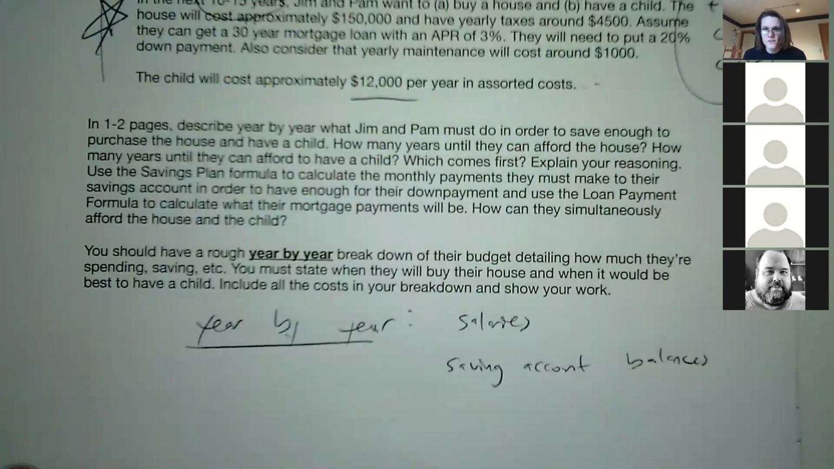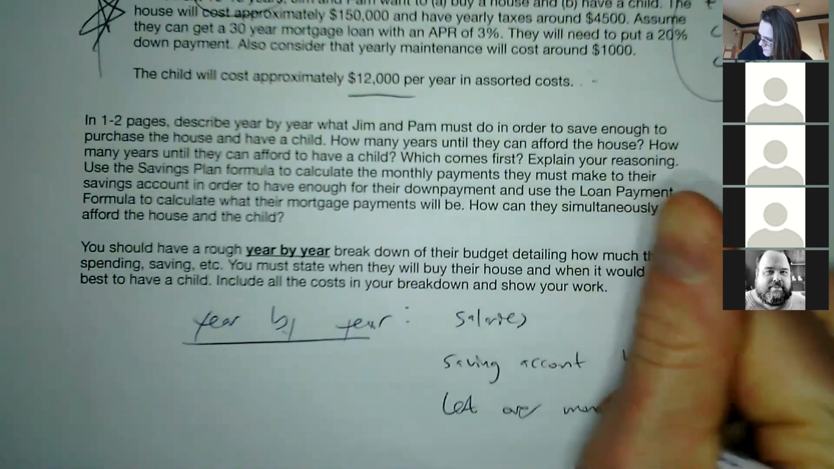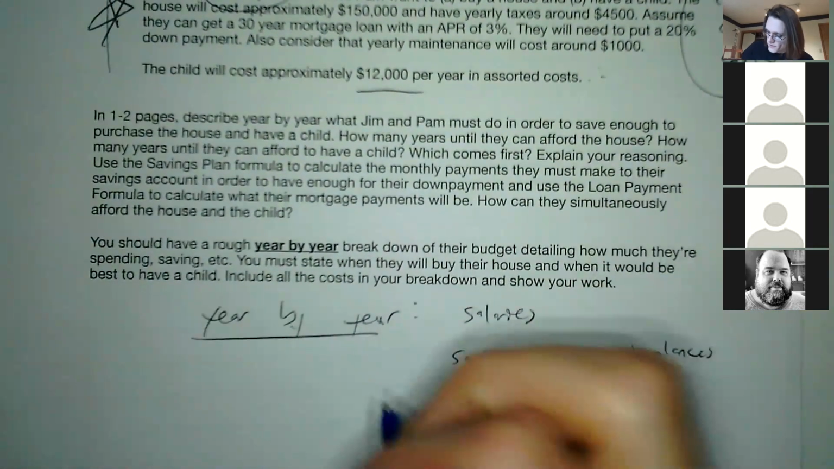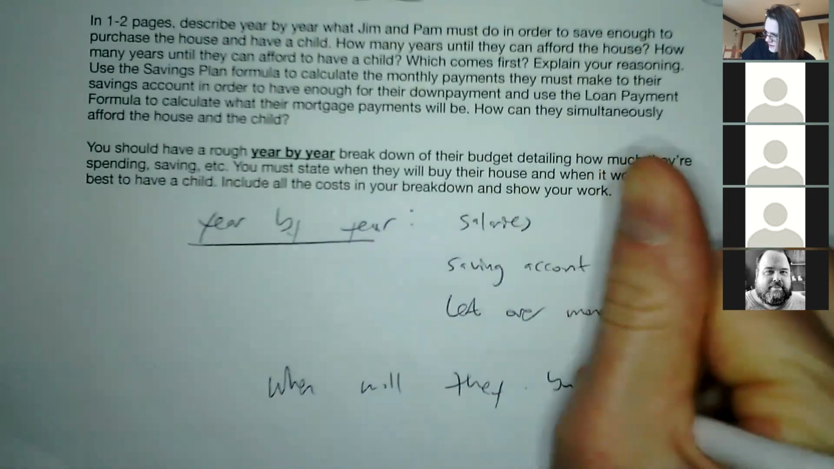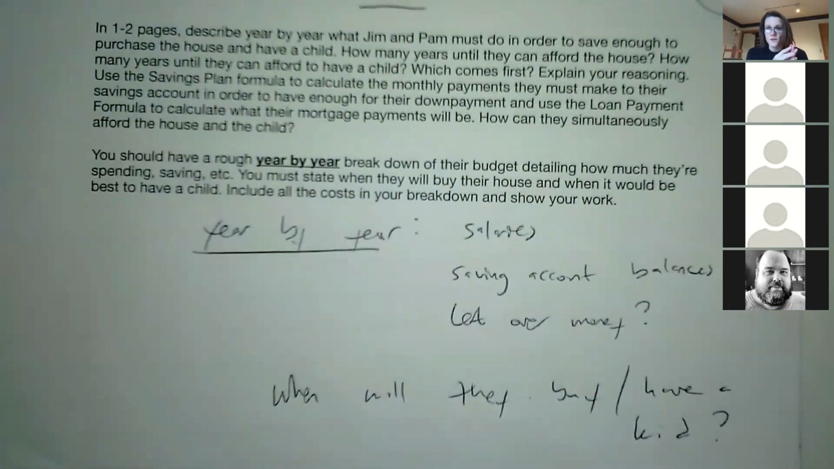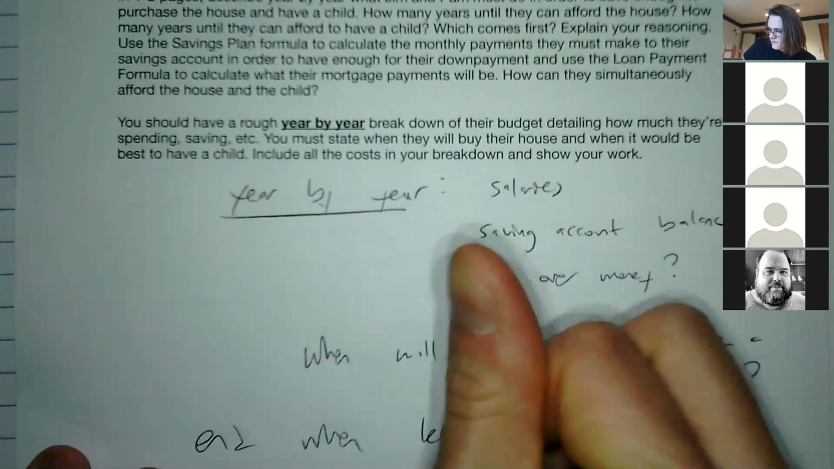So after they pay all their bills and put money in their savings accounts, do they have leftover money? Things like that. And then when will they buy their house? They buy and have a kid. Right? So you just have to go up through once they have a kid. Once you have them have a kid and pay for that for a couple of years, you'll be good. So maybe end when the kid is 3.